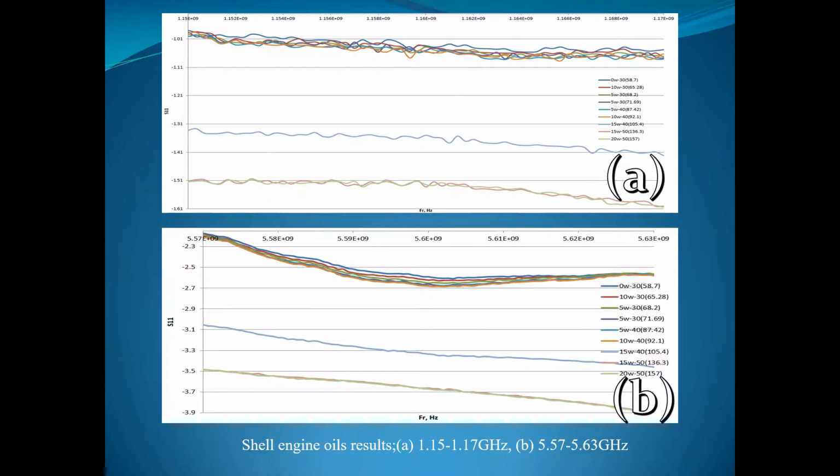This is the figure mentioned before. So in these 2 ranges, 1.15 to 1.17 and 5.57 to 5.63 GHz, S11 shows the most significant possible result.